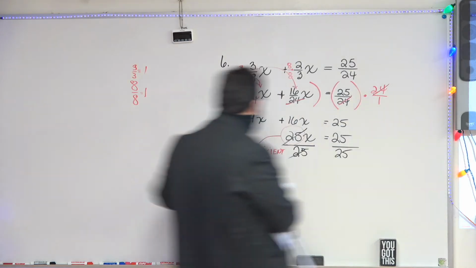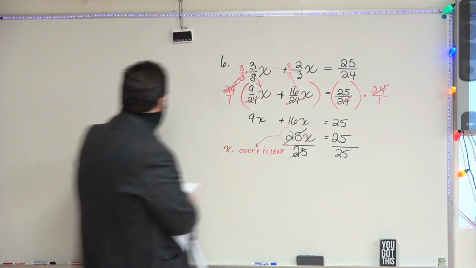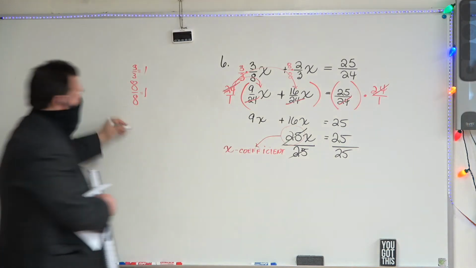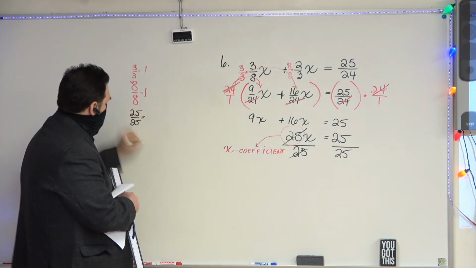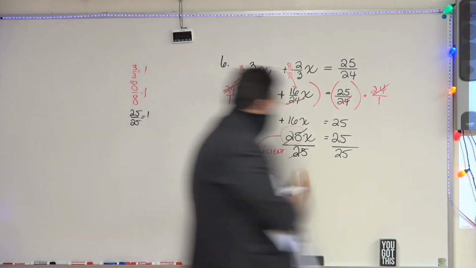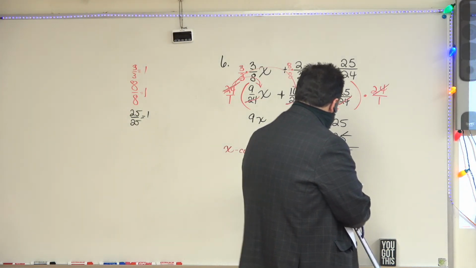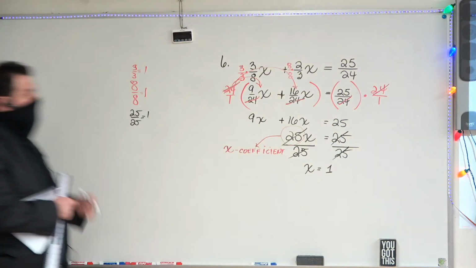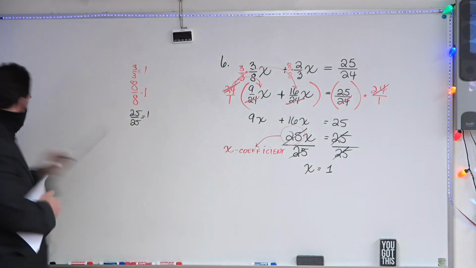Ooh, be careful there. So now we cancel out the 25s. And remember, just like 3 over 3 and 8 over 8 equal 1, 25 over 25 equals 1. So cancel, cancel. X equals 1. How about that?